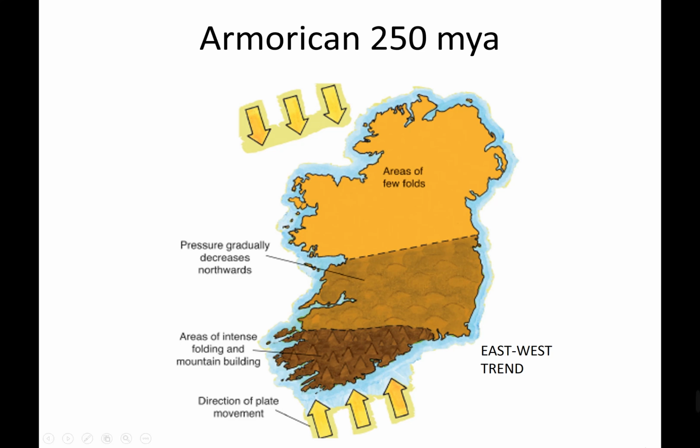Now, the main collision zone was way down here, and Ireland was to the north of the collision zone. So that's why only the southern part of Ireland was affected by it.